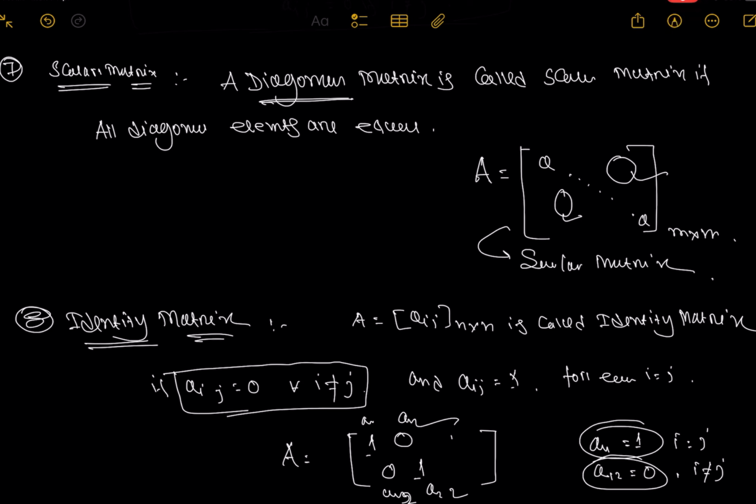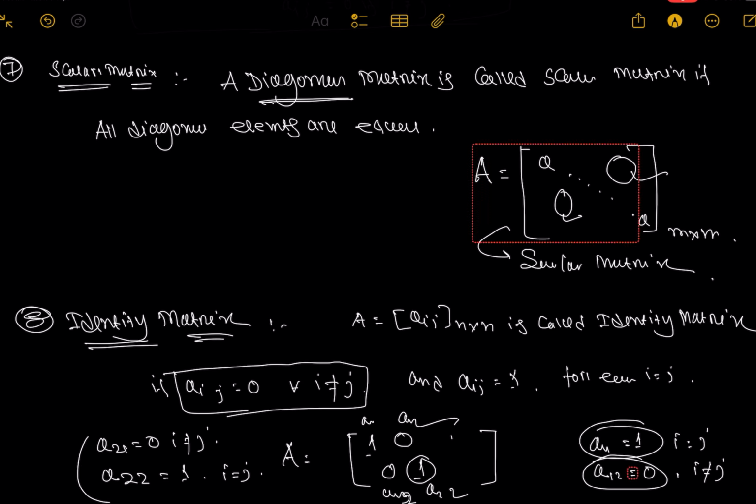Similarly, A21 is 0. Here i not equal to j. A22, for this case, what is the value? The value is 1, there i equal to j. So all the given criteria are fulfilled. Then this can be the identity matrix. Next slide.